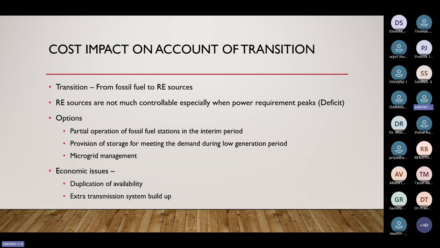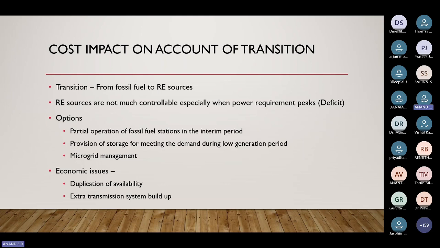at the grid level. So that is the way in which microgrid management is being attempted now. And there are several cities and several agglomerations where microgrid management is being done. I'll show you a practical case also, which has been recently commissioned.